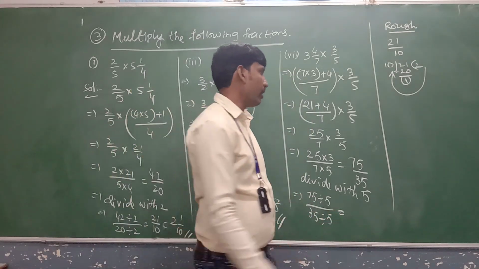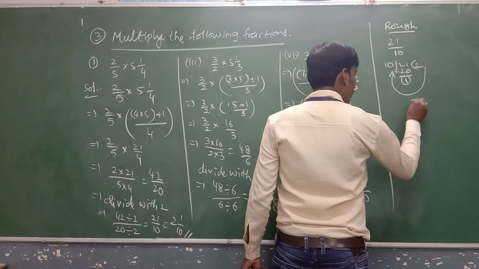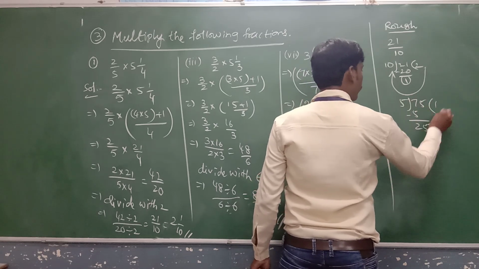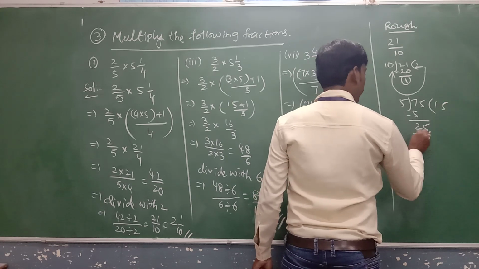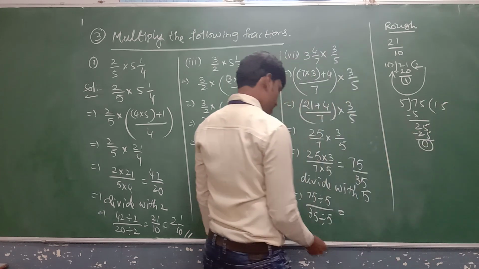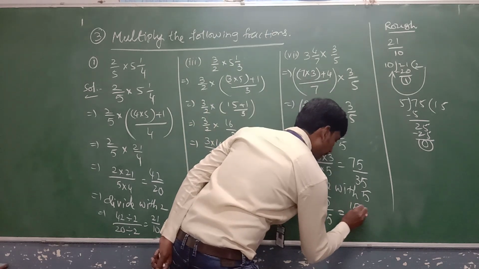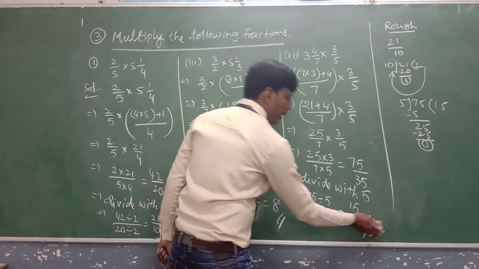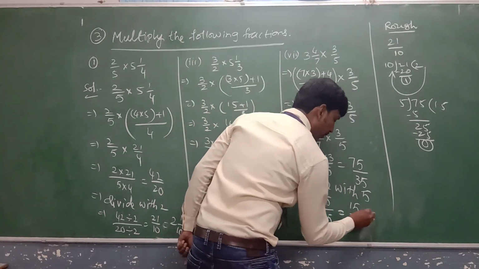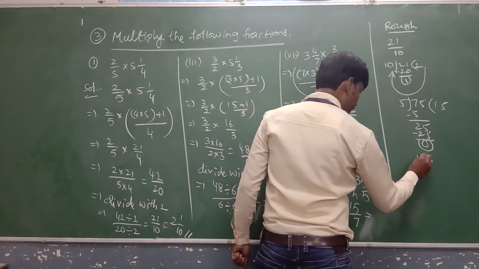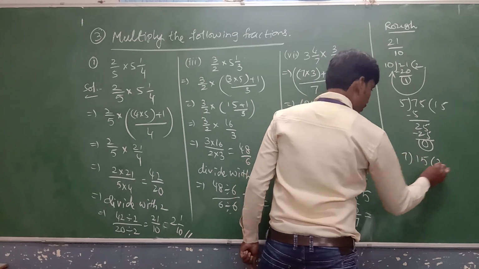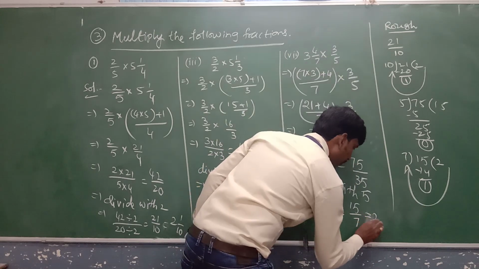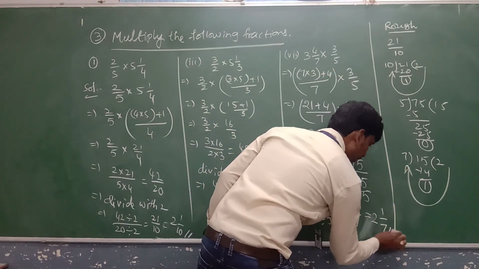75 divided by 5 is how much? Now I am going to do it here. 75 divided by 5. 5 ones are 5. 5 5s are 25. What is the answer? 15, and 35 divided by 5 is 7. So 15 by 7. This is your answer. Since it is an improper fraction, please convert it into a proper fraction. 15 divided by 7. 7 2s are 14. So 2 1 by 7. This is your final answer.